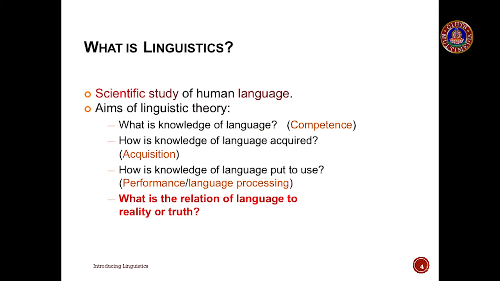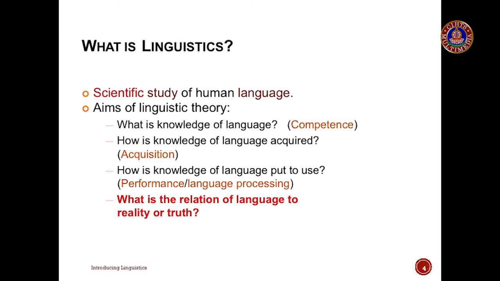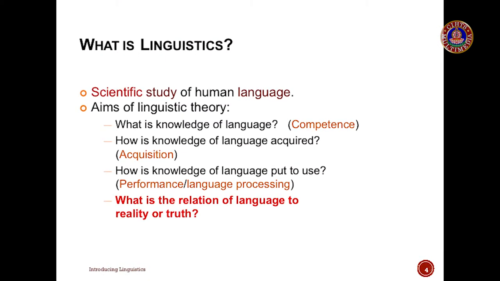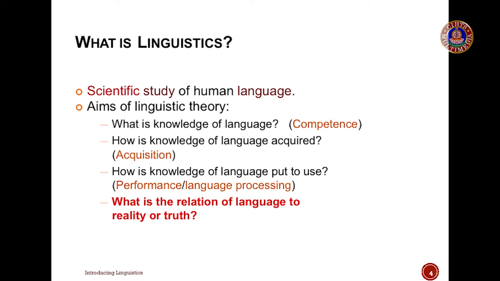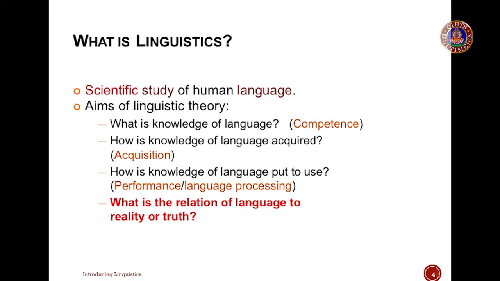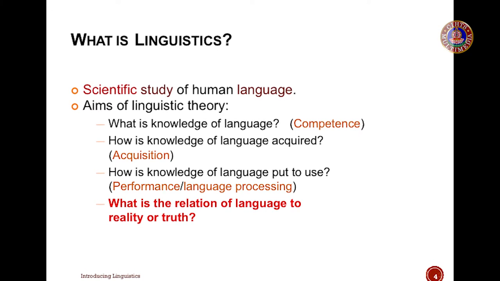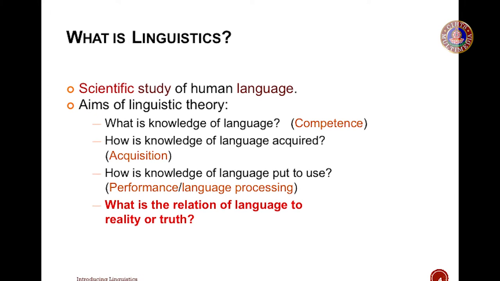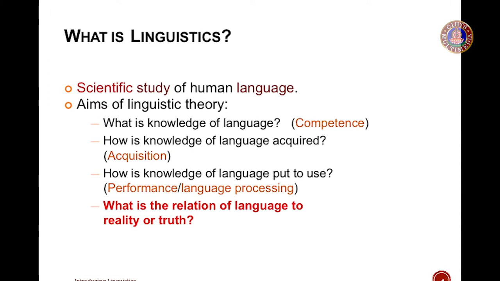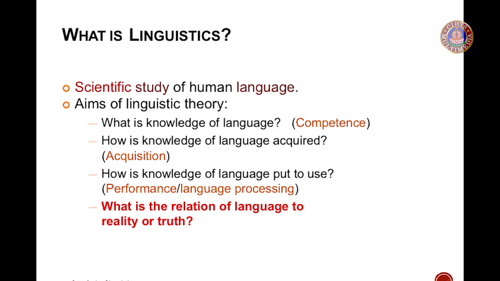What is linguistics? I'm not going to go into this because it is already introduced to you. Then why did I make this slide? Because it is most important for the final point. Yes, linguistics is about language. Yes, it is the scientific analysis of language. But what is the relation of language to reality? What is the relationship of language to truth? Right? And here is my question. And I'll be very happy, as I told you, it's a workshop.